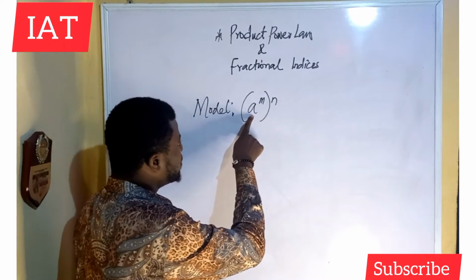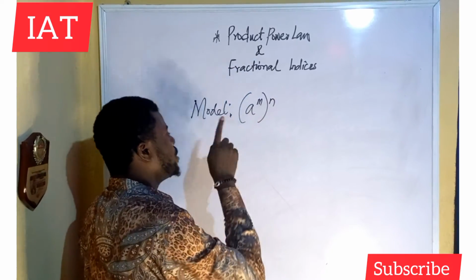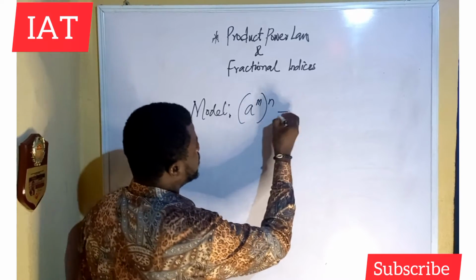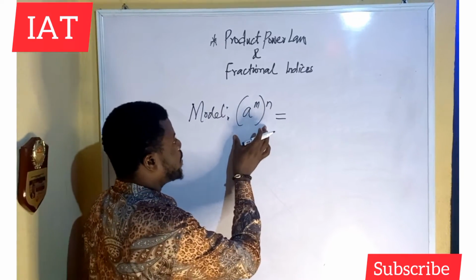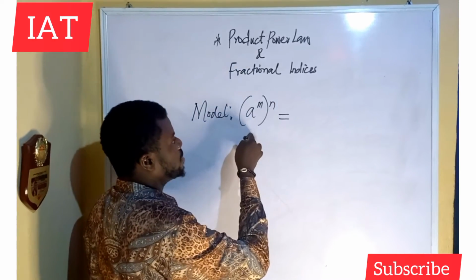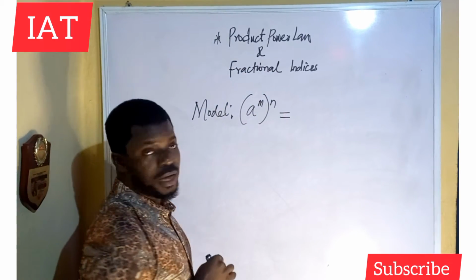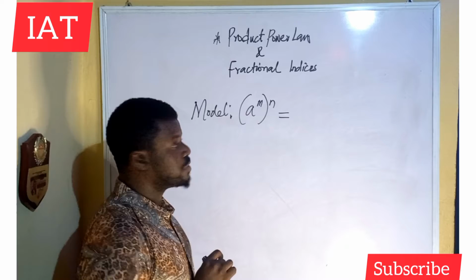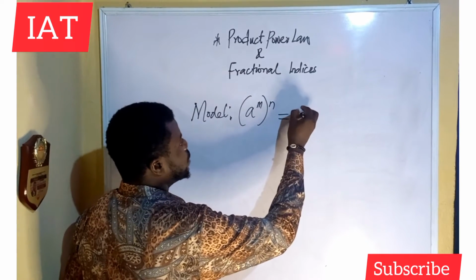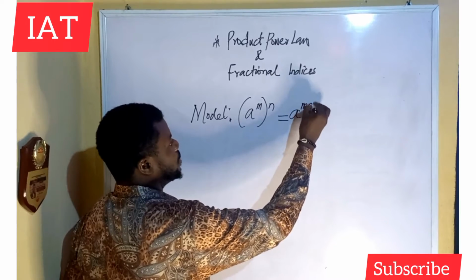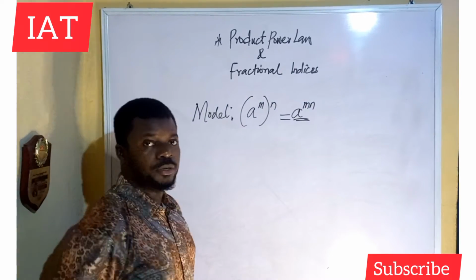Now we have the base and these are the powers. In some cases, or let's finish up with this. What is the model to this? By the time we have this parenthesis, it entails that these powers, m and n, are going to multiply themselves. How am I going to achieve that? So we have a to the power of m, all to the power of n, will give us a to the power of mn. So that is just it. That's the model. That's how it is.